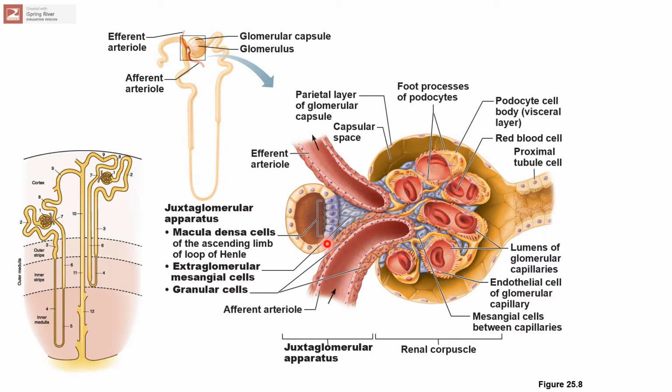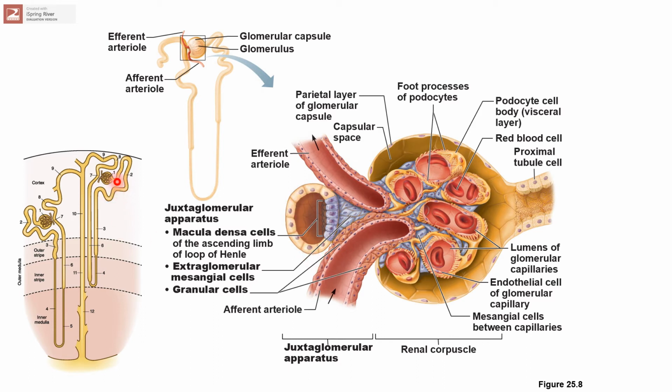What you're looking at right over here is the Bowman's capsule that you are aware of, and this portion of the Bowman's capsule is called the juxtaglomerular apparatus. The juxtaglomerular complex, or juxtaglomerular apparatus, is a portion where you find the afferent arteriole that brings blood to the glomerulus, and then you see the efferent arteriole that takes blood away from the glomerulus after a lot of substances have been pushed through into the glomerular space.